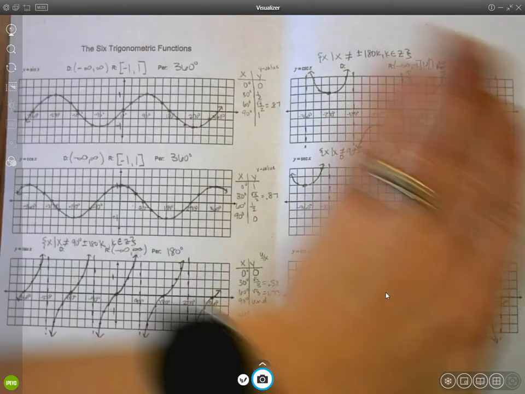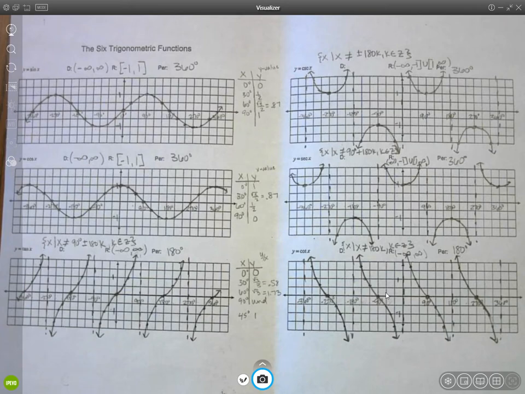So you will literally get this paper back blank, and you have to make all 6 graphs and put all of the information except for the tables of values. Those were just for us thinking it through. All right, so please practice these.